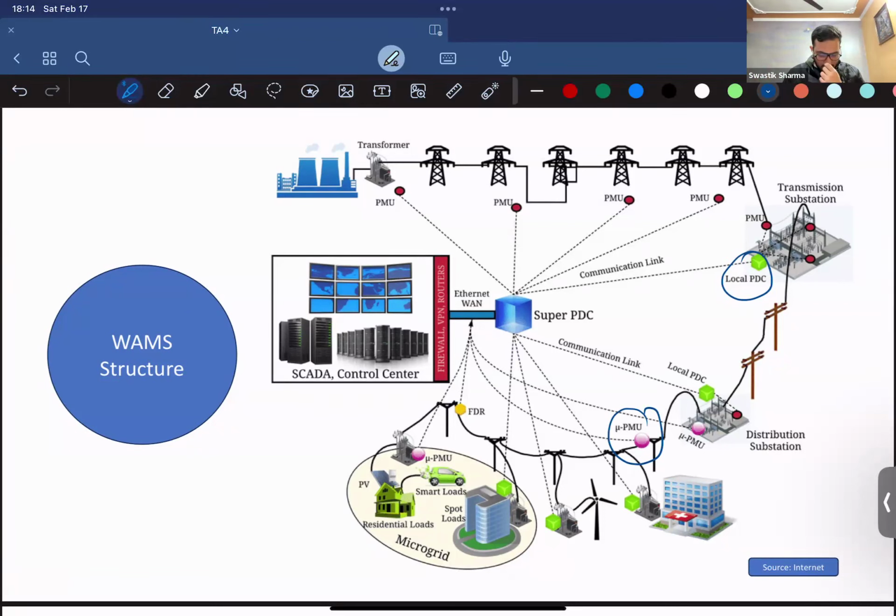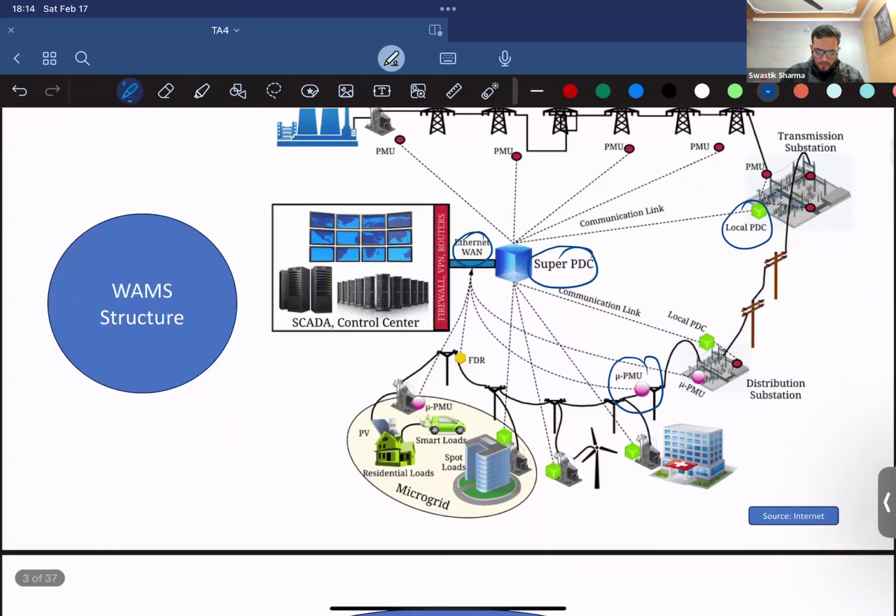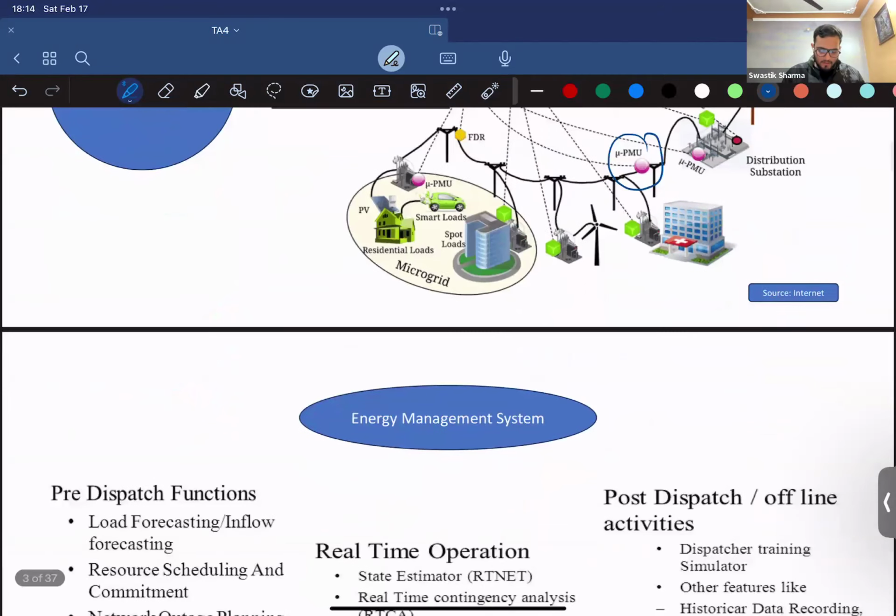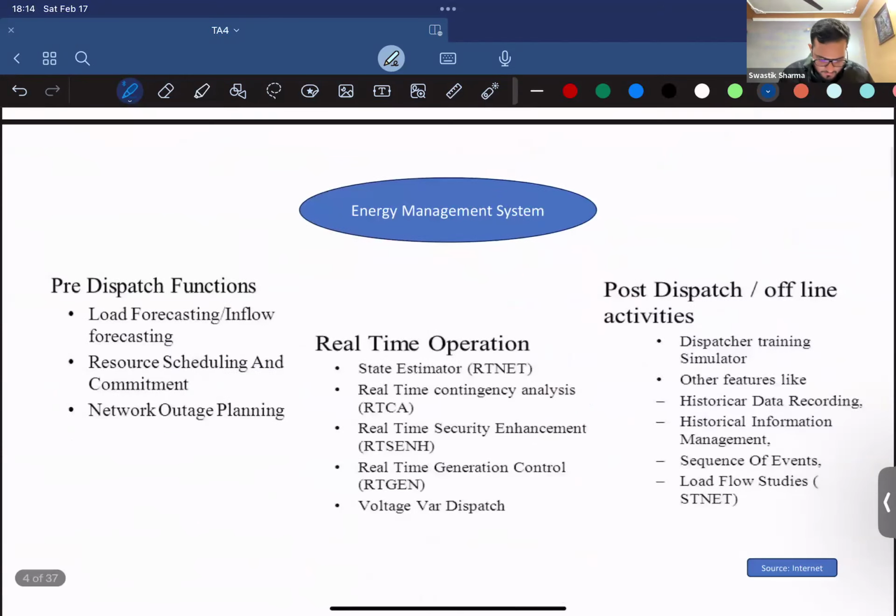So there, it's linked with micro PMUs, and all of this is connected with the super PDC. Super PDC is at the top of the hierarchy, where the local PDCs send data to the PDCs, which then, using Ethernet or a wide area network, send it to the control center. So this is how a WAMS structure usually looks. I'll come to EMS later.